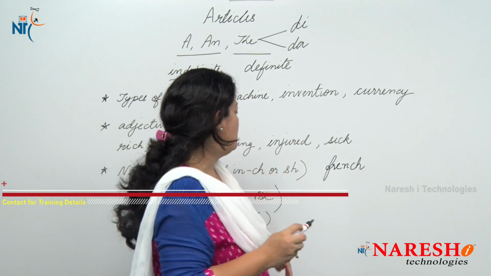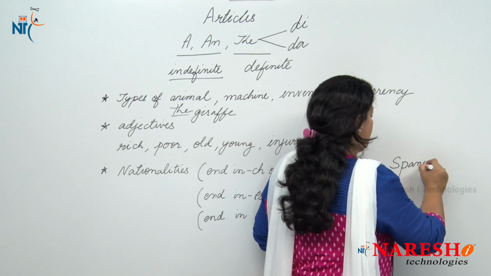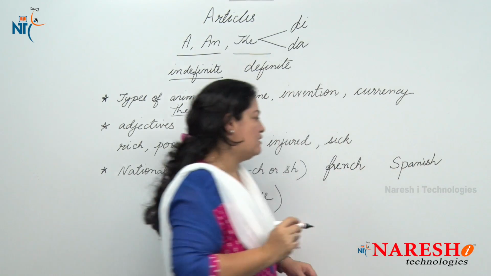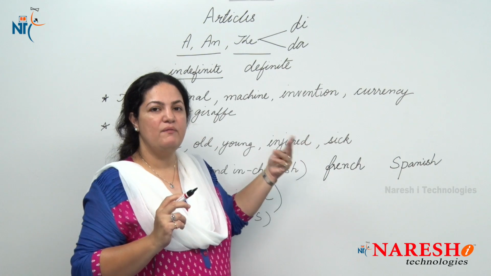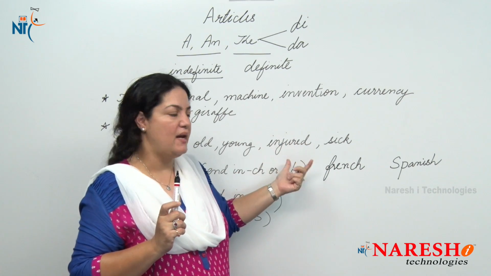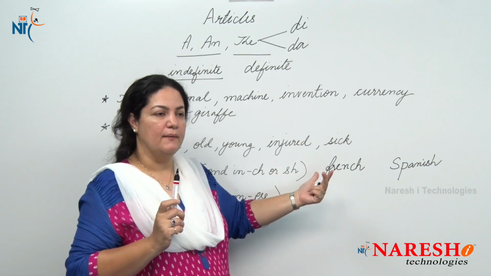In the same way, when we are talking about a word ending with SH, that is Spanish. We say a Spanish man or a Spanish woman, that's for singular. But when we are talking about all the people of Spain, we say the Spanish, with the article the.